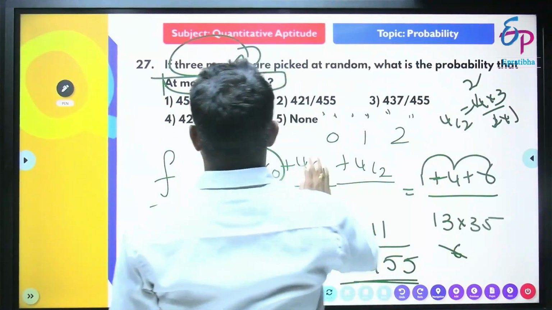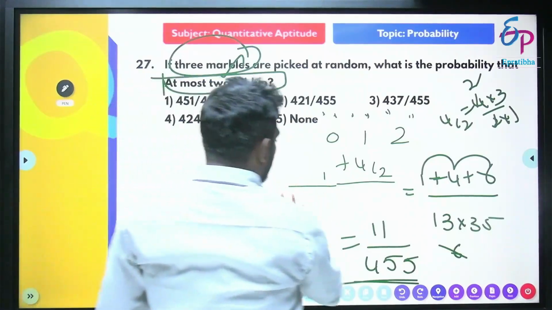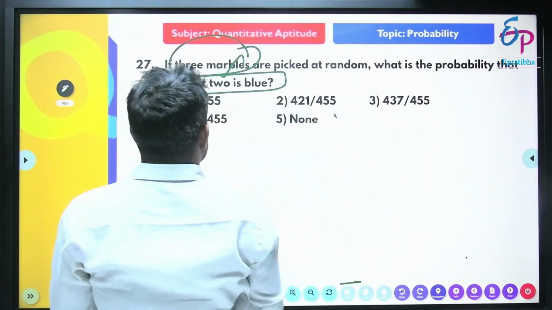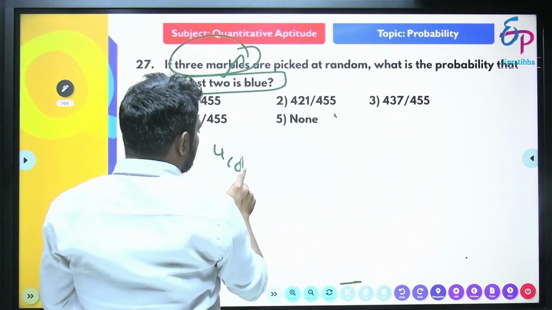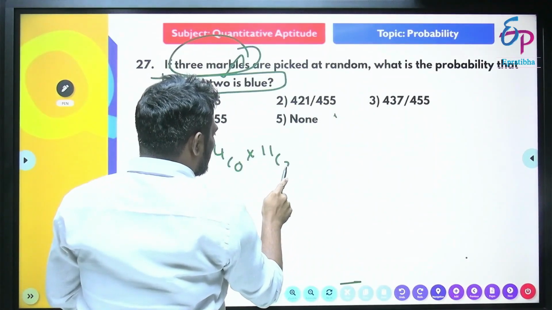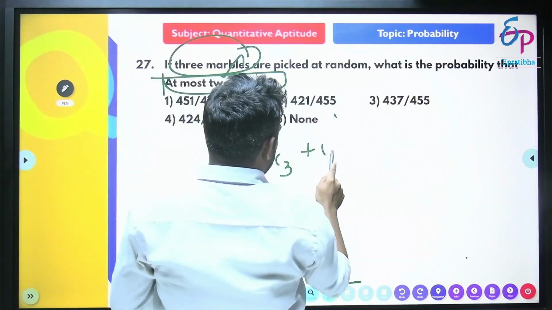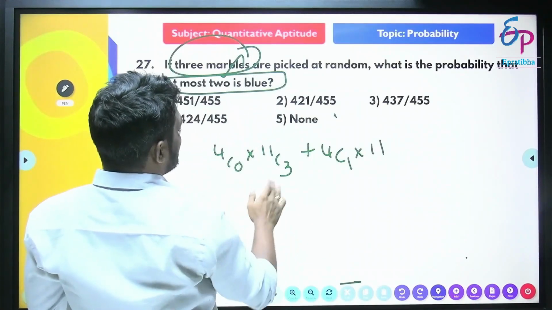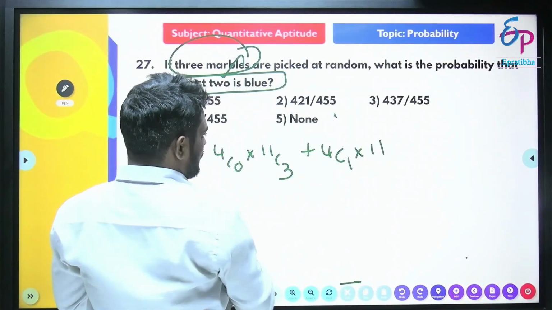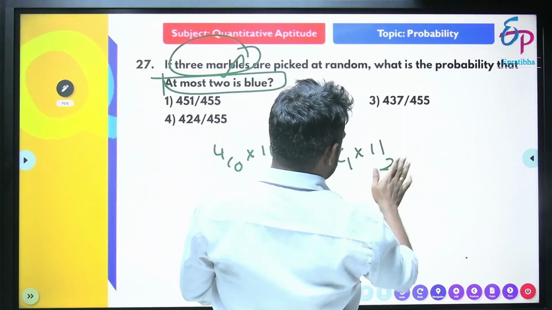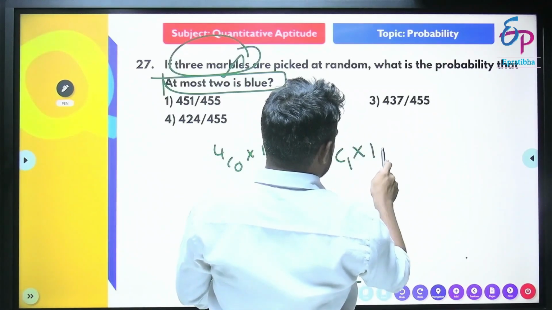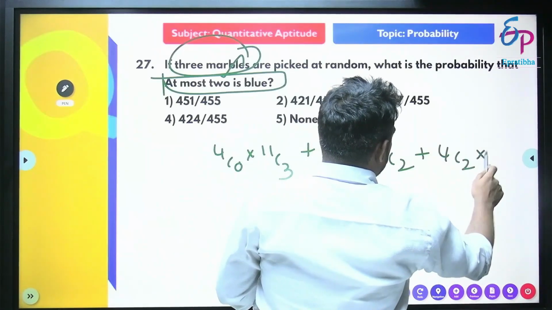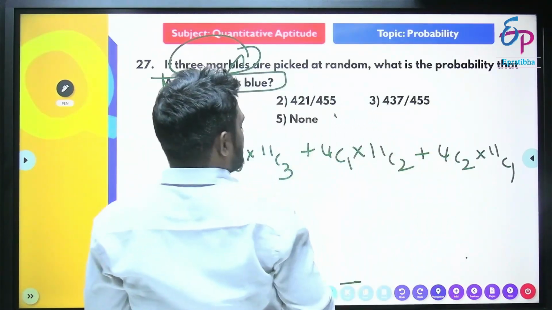The next question also, at most 2 are blue. Just before we made a mistake. Means 0 are blue, means from the remaining 11 we have to pick 3. 1 is blue, means from the remaining 11 we have to pick. So how many do we have to pick? 3, right? Here 1 means here it is. From 2 means here it is 1. Maximum it is 2 from blue.